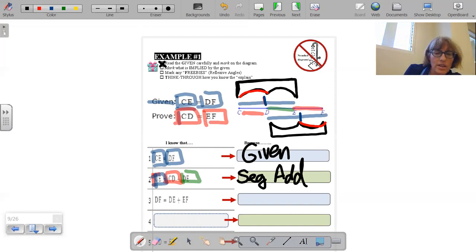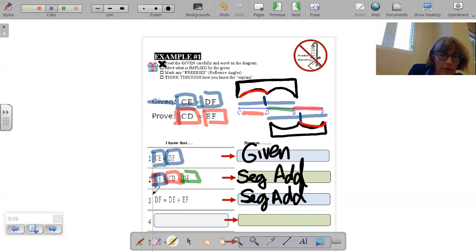Now let's check this next one. Trace it. DF, trace with your fingers, DF equals DE plus EF. What's going on there? Little segments add up to big segments. That's called segment addition again. Let me color code that. That's blue. And that's the red and the green.